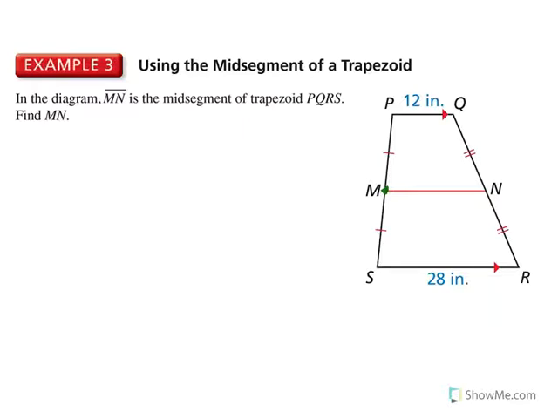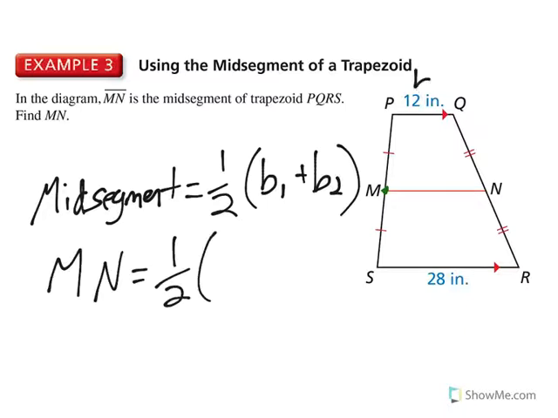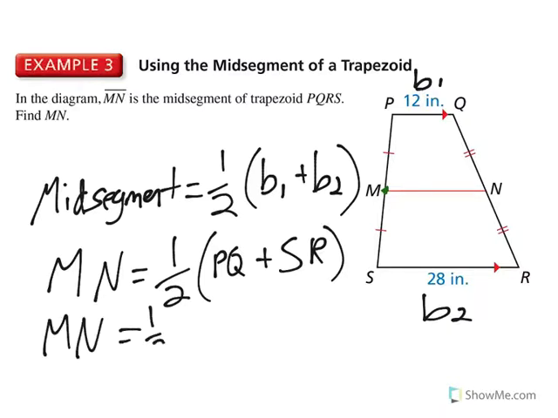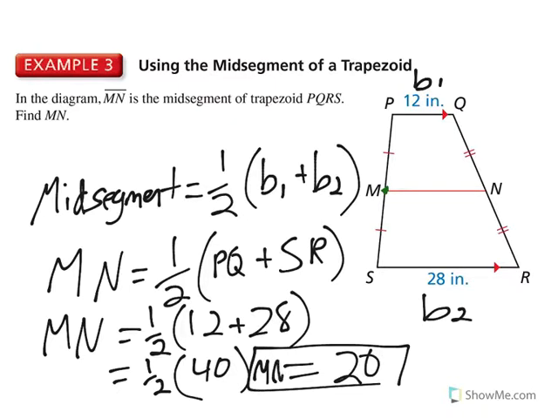So my mid-segment is going to equal half of base 1 plus base 2. In this case, MN is going to equal half. You can label the bases either way; it gives you the same answer. If I call my base 1 the one at the top, then I would do PQ plus base 2, which is SR. So MN is equal to half, PQ is 12, SR is 28. If I add those together, I get half of 40, and half of 40 gives me 20. So MN is equal to 20.